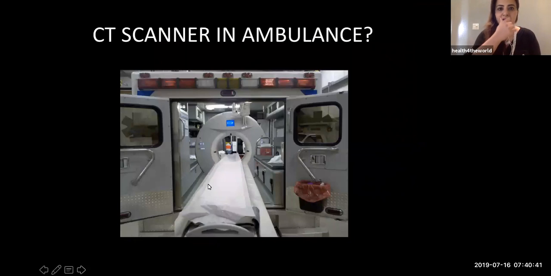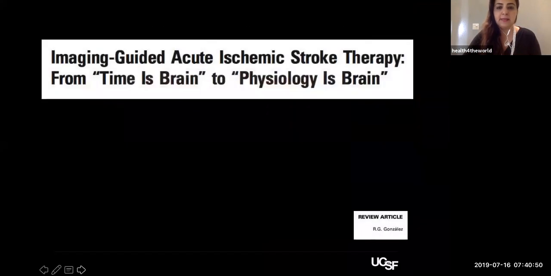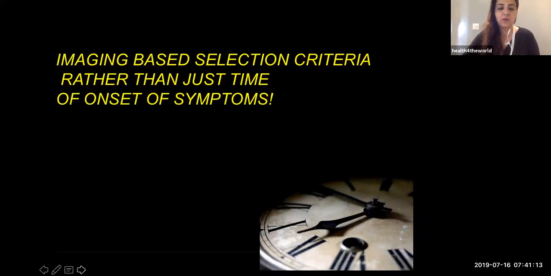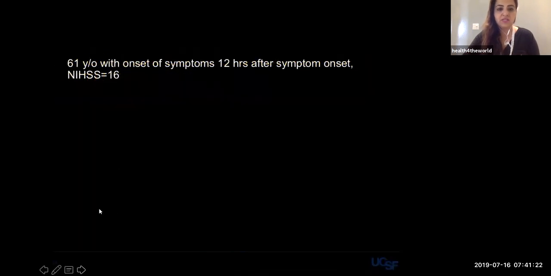This is an example of a CT scanner in an ambulance, just because people want to diagnose as early as they can. We have some centers in the US who do that, who have a CT scanner in the ambulance. Again, we are moving from the philosophy that time is brain to physiology is brain, which is very interesting. So it is possible that a patient who is 24 hours post-symptom onset can still get treatment because they do not have a large infarct. And that is where the future lies of radiologists helping out: how big is the infarct, and whether the patient can still get treatment even if they are much later in the journey in stroke. All right, so let me just end with this case.